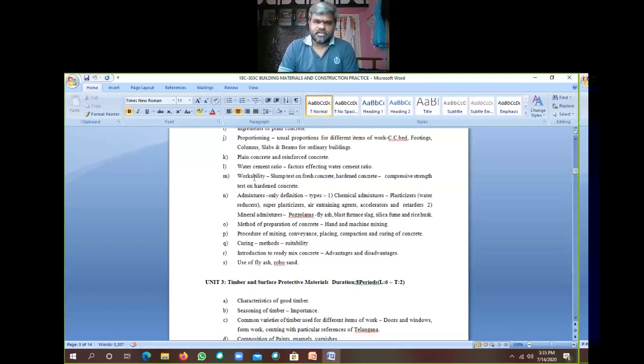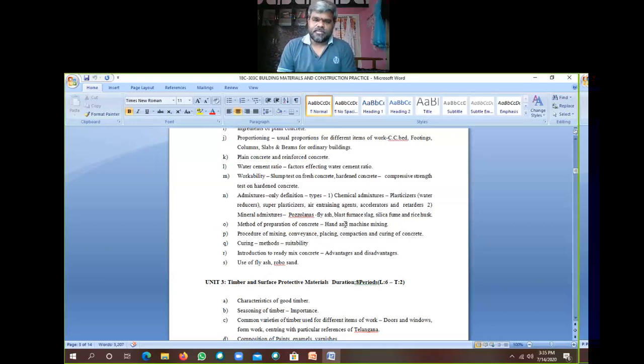Like we have seen already, workability of concrete and tests on concrete. Tests on fresh concrete are the slump test, compacting factor test and VB consistometer test, which we have seen in the last class. A test on hardened concrete is compressive strength, which we have also seen. Now we start with admixtures, different types of admixtures, only definitions here. We will look into detail if time permits.